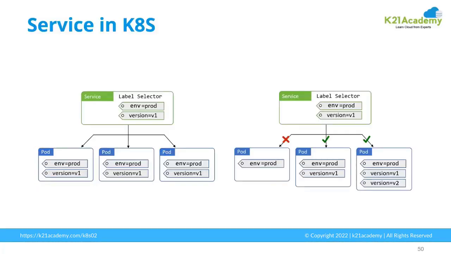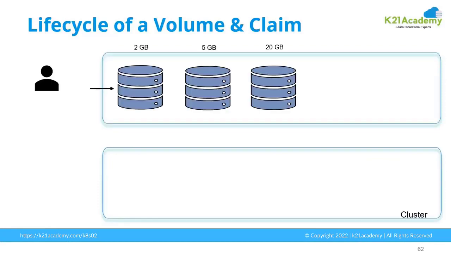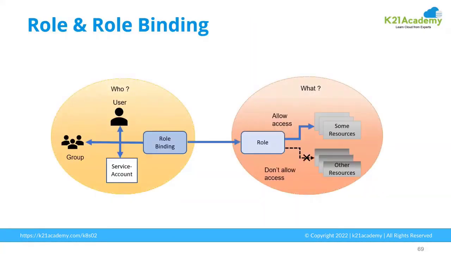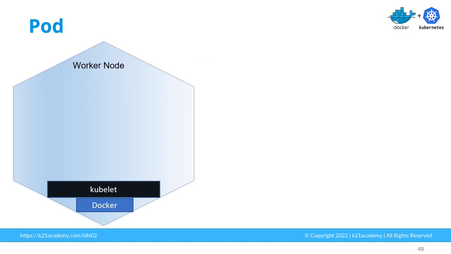Now, there are three other things you should be familiar with when you're deploying Kubernetes on Oracle Cloud. One is networking, including deploying load balancers. Second is storage, including storage volume. And third is security, which is how to protect these Kubernetes resources. And in order to understand these three things, you need to understand the basic concept of a pod.